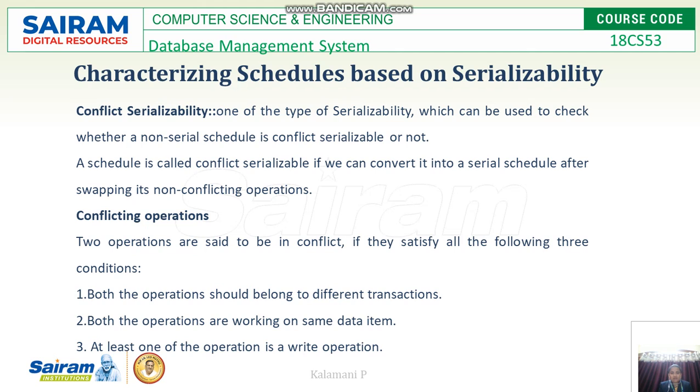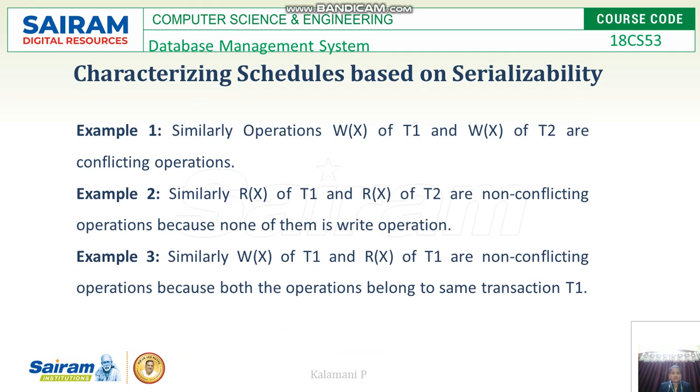What is meant by conflict operations? Two operations are said to be in conflict if they satisfy the following three conditions. The first condition is both the operations should belong to different transactions. Both the operations work on the same data item. And at least one of the operations is a write operation. Okay, then only are the operations conflicting. We will see some examples.